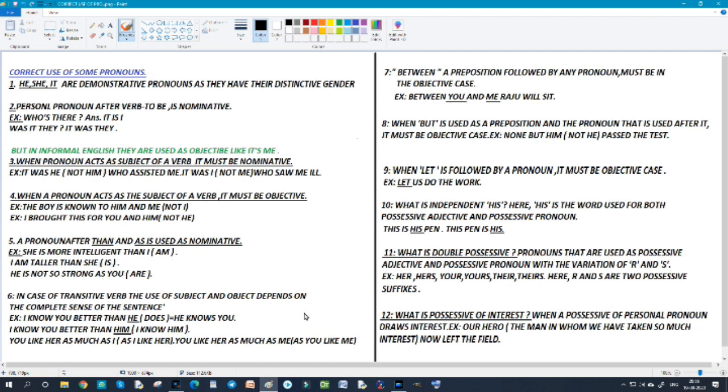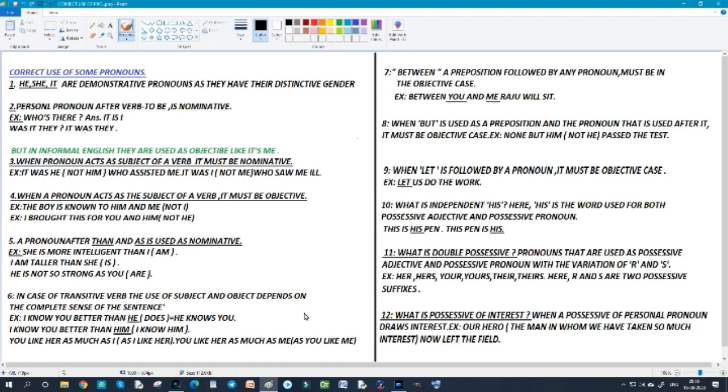Rule number 8. When but is used as a preposition, and a pronoun is used after the very word but, then it must be in objective case. Example: none but him, none but he. No, not he, but it must be him.